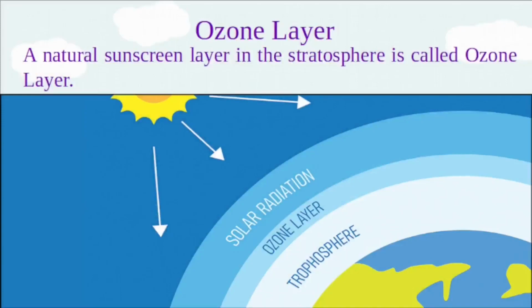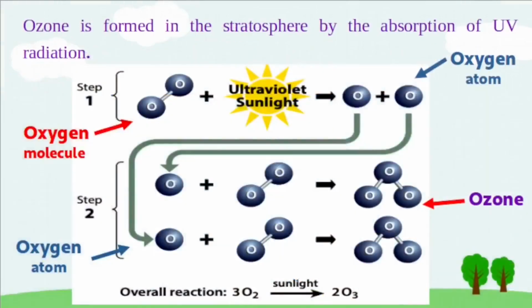We know for the last 450 million years the earth has had a natural sunscreen in the stratosphere called the ozone layer. This layer filters out harmful ultraviolet radiations from the sunlight and thus protects various life on the earth. Now, what is ozone? Ozone is a form of oxygen. The molecule of oxygen contains 2 atoms, whereas that of ozone contains 3.